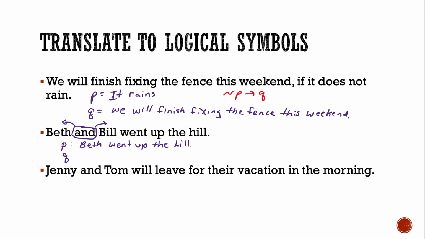And then for Q, I'm going to write the right part. So that's where we talk about Bill. So Bill went up the hill. And so when we translate into our logical symbols, we're going to do the P first. We're going to use the and symbol and then the Q. So this will read, Beth went up the hill and Bill went up the hill, which is the same thing as Beth and Bill went up the hill.